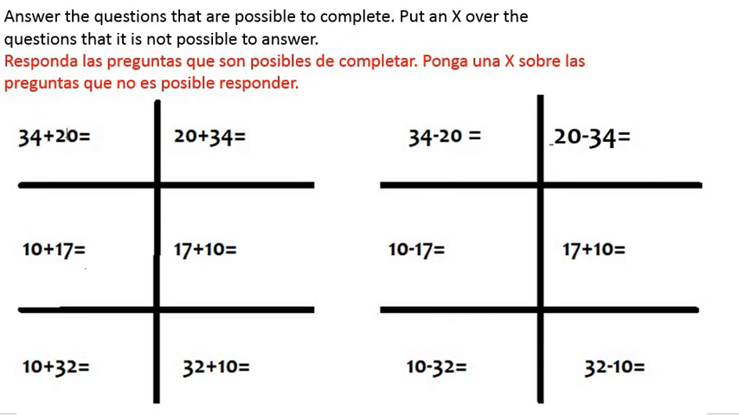So, 30 plus 20, 34 plus 20 is 54. 20 plus 34 is the same.